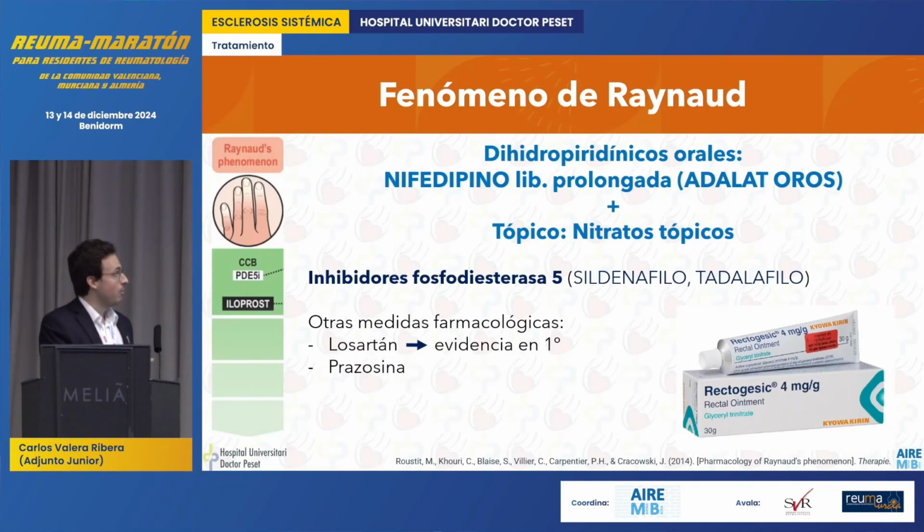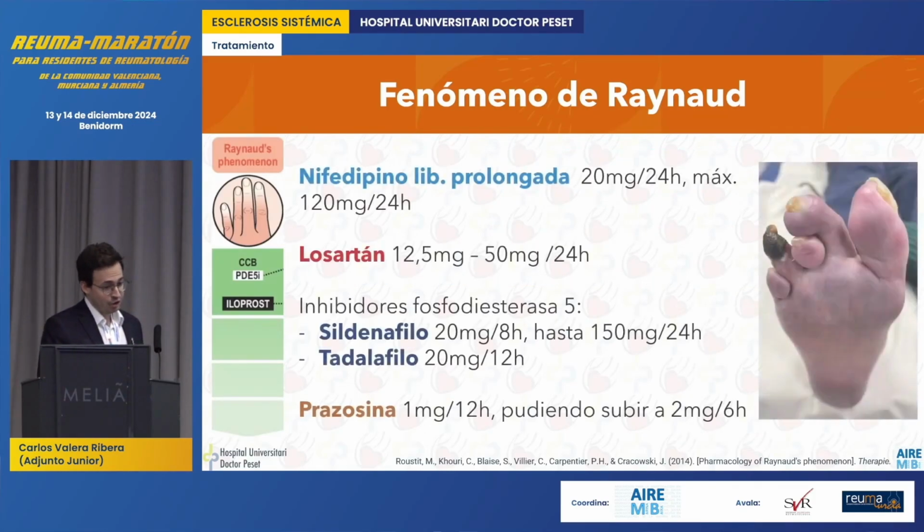In case there's no response to oral dihydropyridines, then sildenafil or tadalafil can be used. And then there are other pharmacological options, such as ARBs, which do have studies supporting their use in primary Raynaud's, not in Raynaud's secondary to systemic sclerosis, or prazosin. These would be the most commonly used doses. Above all, it's important to be clear that even if there's no initial response, we need to try increasing the dose up to the maximum tolerated dose. Tolerated, until we can truly determine that there is no response.